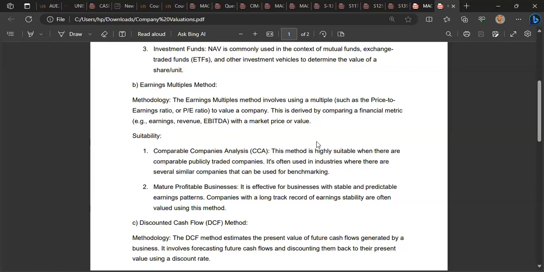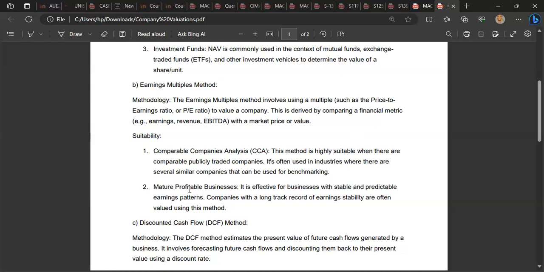When it's suitable, again, it's highly suitable when there is a comparable publicly traded company. So this company must be comparable. In other words, it must be in the same industry, and it must also have many other similarities besides just being in the same industry, right? So you must say, okay, had this company been listed, it would probably be that other company. So it's often used in industries where there are very similar companies that can be used for benchmarking. So this comparing is benchmarking there.